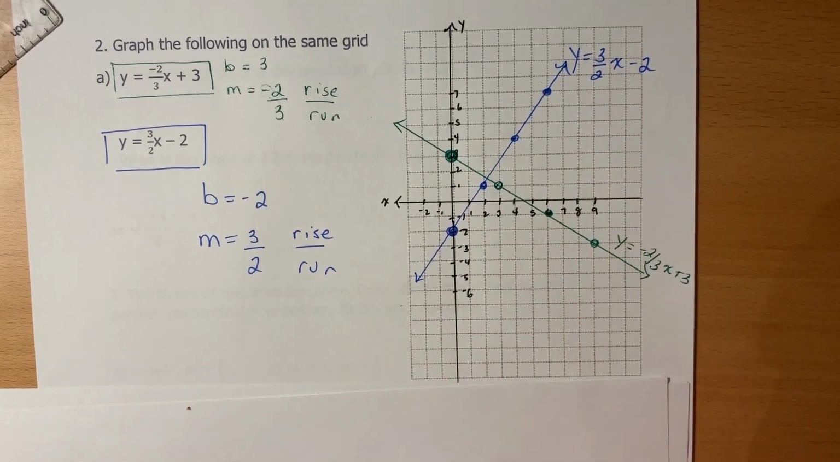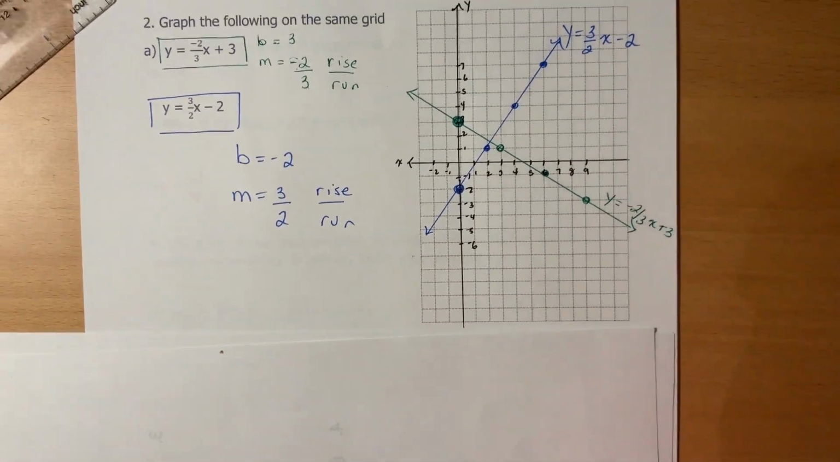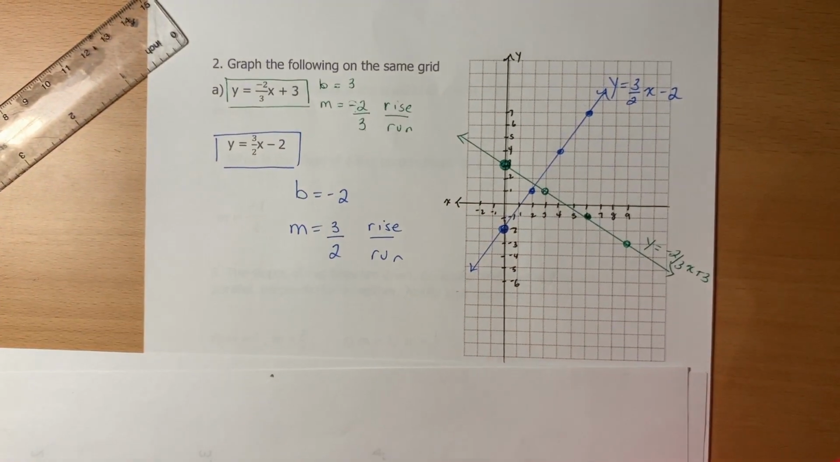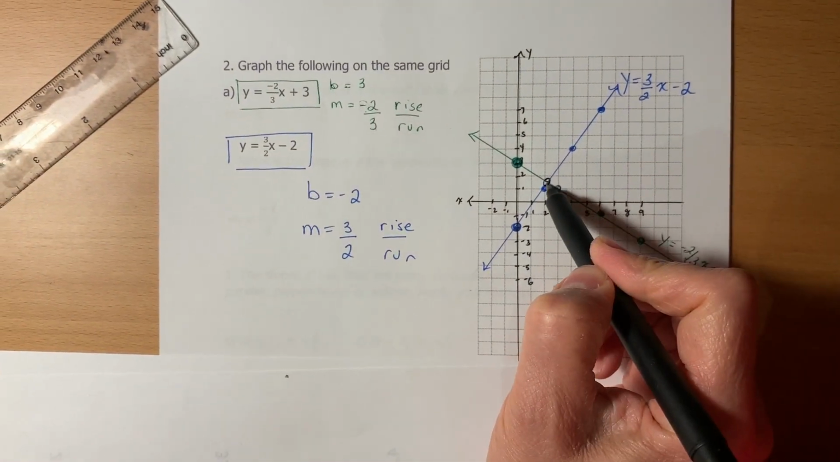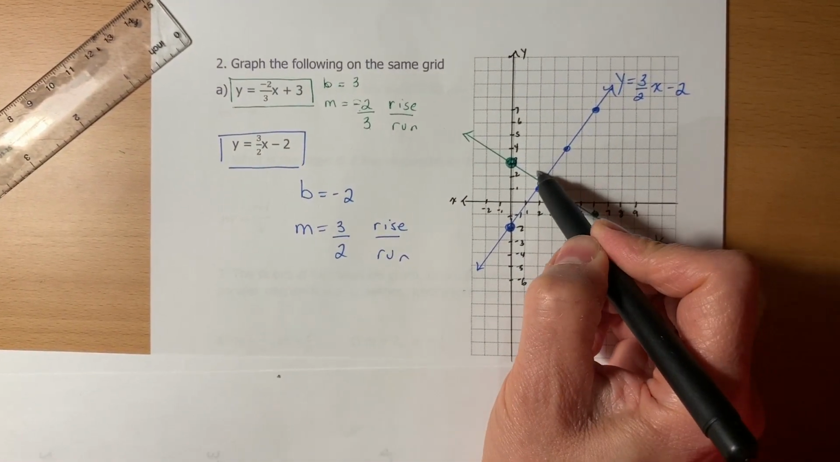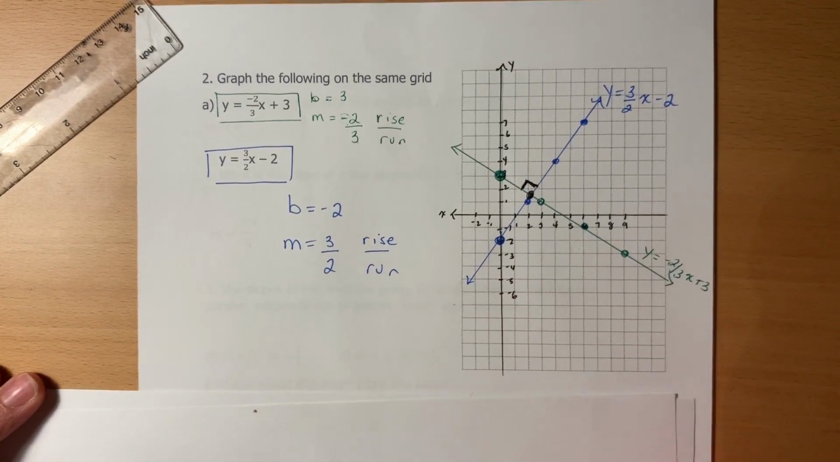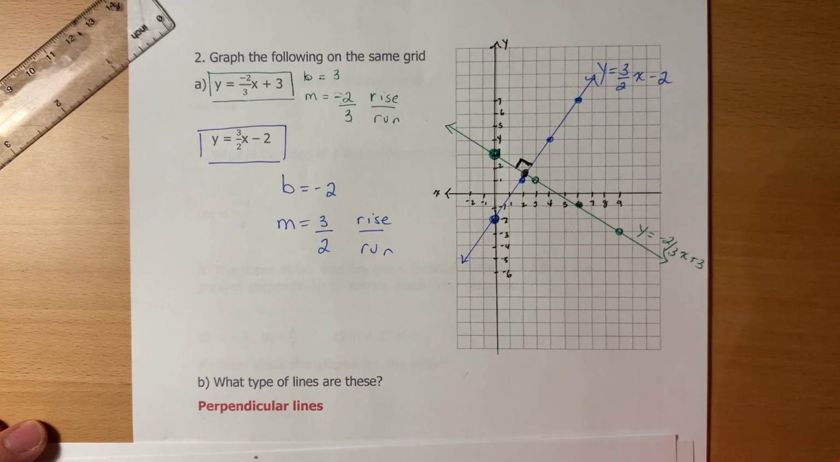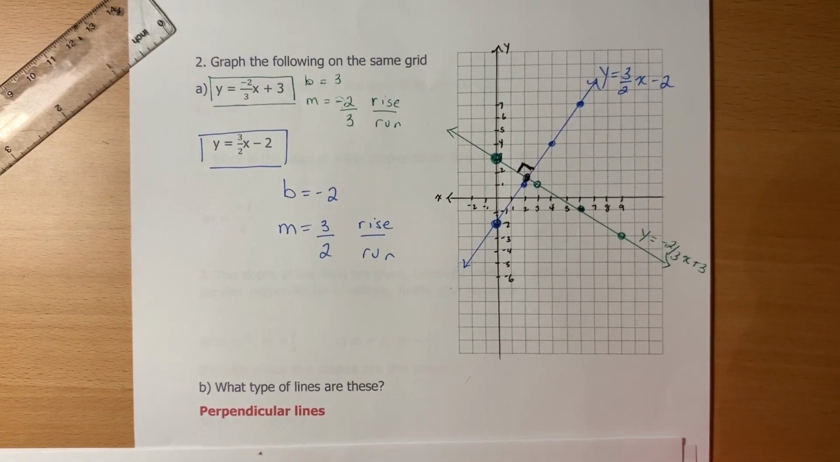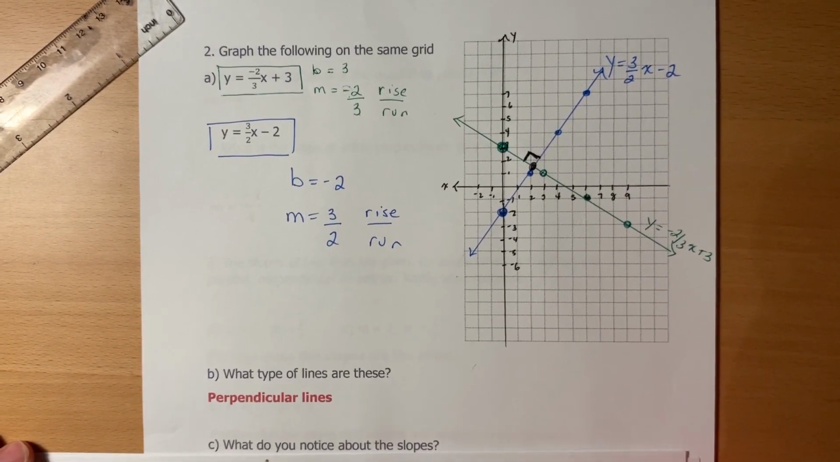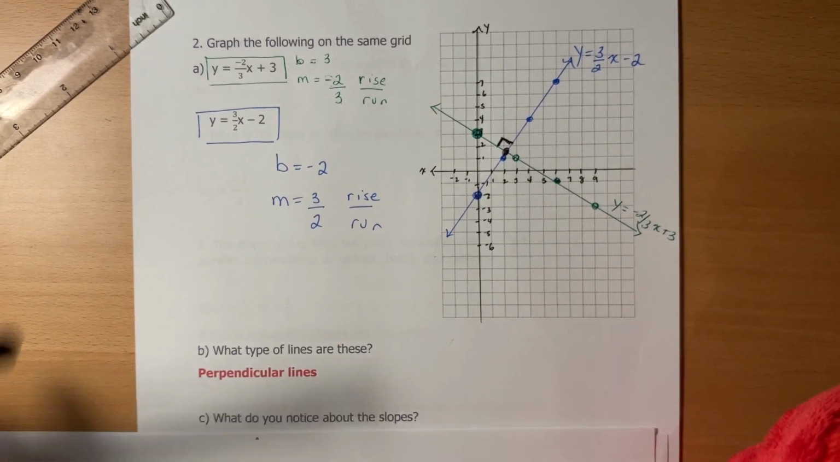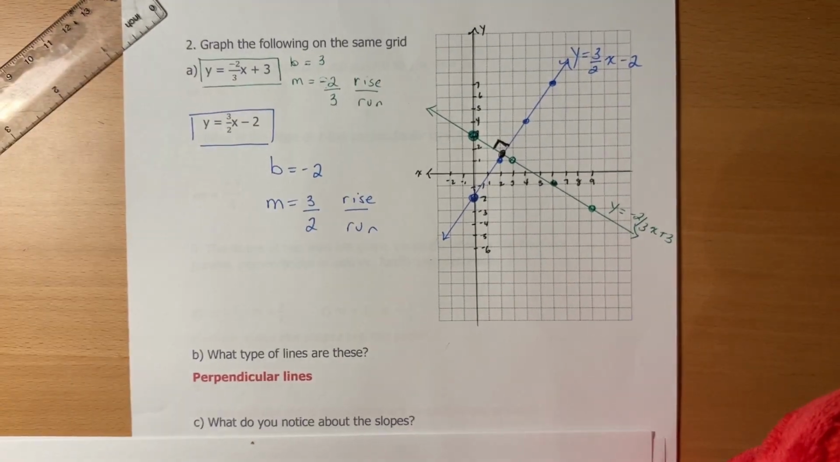Okay, now what type of lines are these? These are not parallel because they do meet. They meet right here. And if I pulled out a protractor, this would meet at a 90-degree angle, which makes these types of lines perpendicular. Now there is a relationship here also with their slopes. Again, the B's are different. Let's look at the slopes.